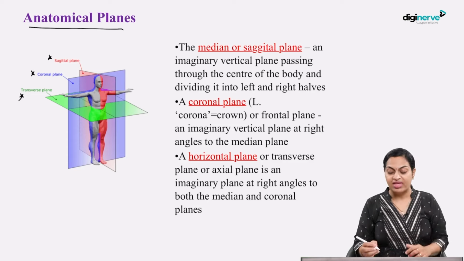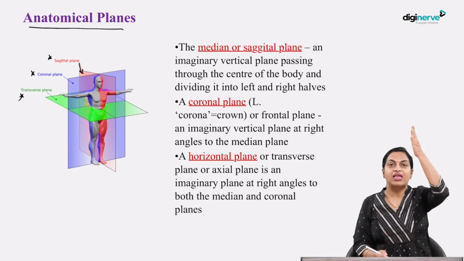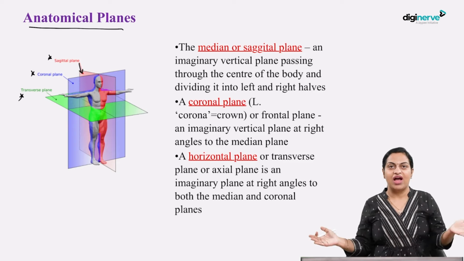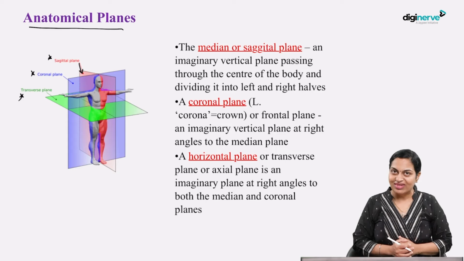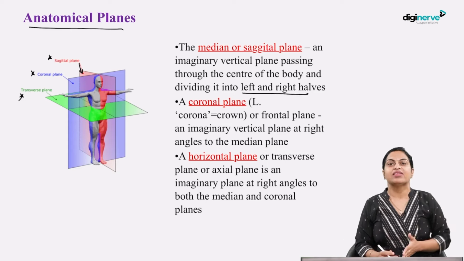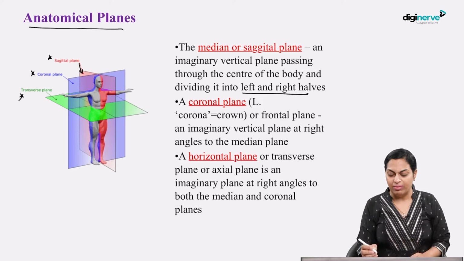So what is the sagittal plane? The sagittal plane is an imaginary vertical plane that divides the body into a right and left half by passing through the midline. Is that clear? The mid-sagittal plane passing through the midline divides the body into a right and left half. What is the coronal plane?